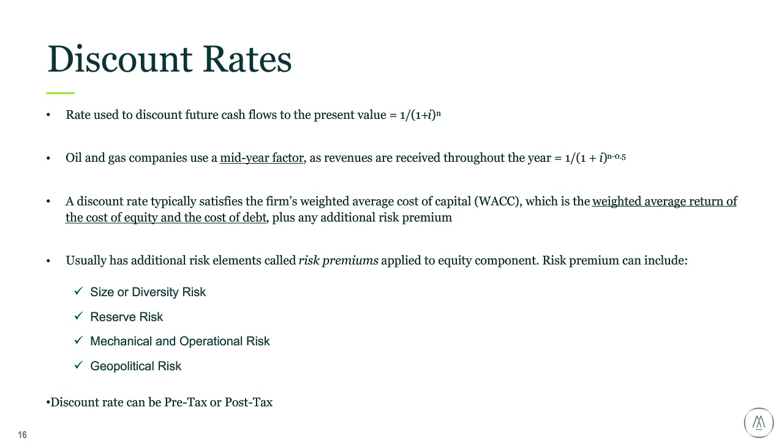And I don't know if you have ever looked at reserves in different types of basins, but PV-10 is just not the correct discount rate. And that's relevant for several things: either the size of the company, the risk of the reserves, the mechanical or operational risk, which can be aplenty, or the geopolitical risk if you're looking outside the United States. And then to complicate that a little more, the discount rate can either be pre or post-tax.